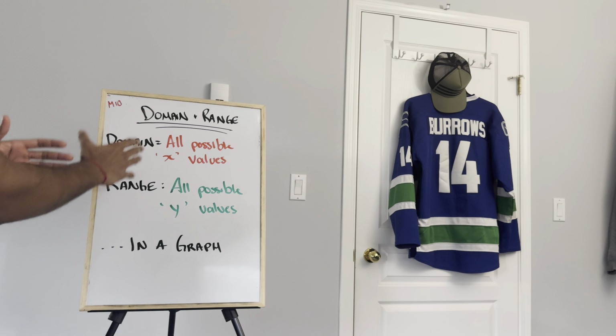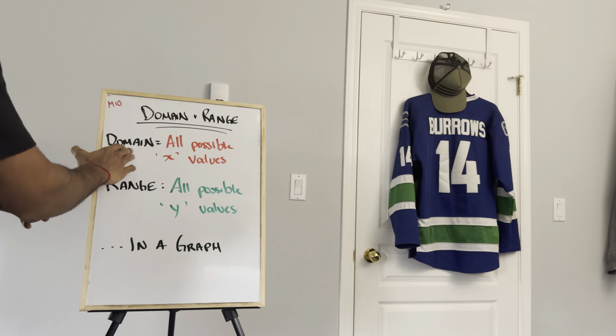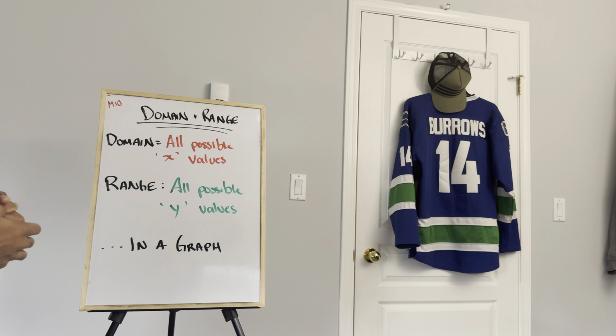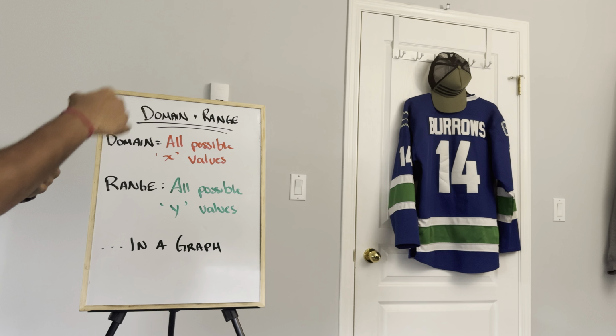So in graphing, you have these things called domain and range. Domain, what does this mean? Domain is all possible x values on a graph. So if you have a graph that looks like something like that, what are all the x values that are involved with that, so the red line there?